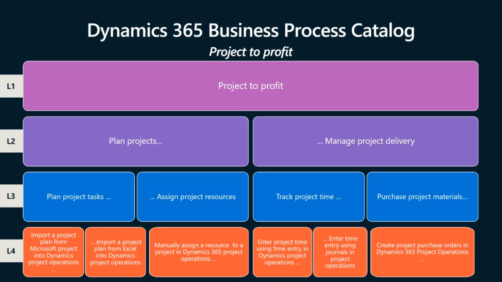And please note, this is not the complete list. Just for the tech talk, I have picked a few to give you all a better understanding of the business process catalog hierarchy. Now, at level 4, we talk about specific scenarios. We also refer to them as patterns under each business process, like different ways of planning project tasks by importing from Microsoft Project to project operations or from Excel, etc.